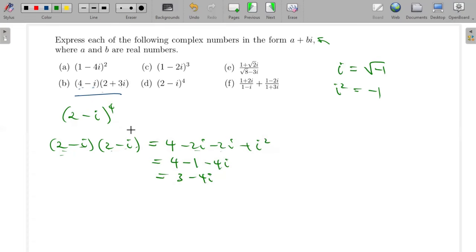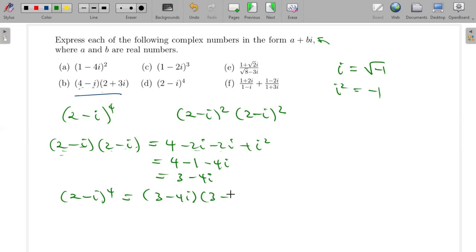Okay, so this is what I get when I multiply 2 of them. So in short, (2 - i) squared is equal to this. So now that means from here, these are 2 of them. That is (2 - i) squared and another squared. So I can just replace that with what I found. So in short, this (2 - i) to the power 4, I can write as a product of (3 - 4i) and (3 - 4i). Okay, since that's what I get there.